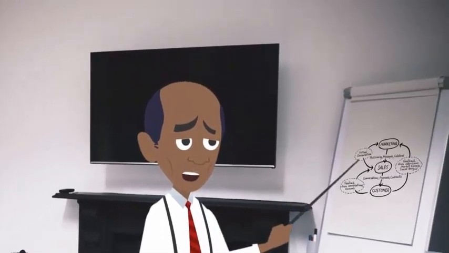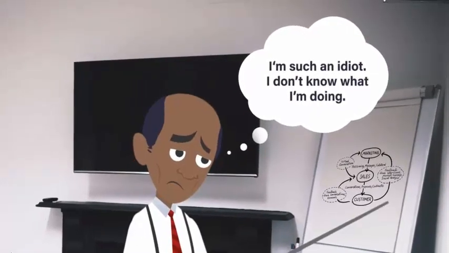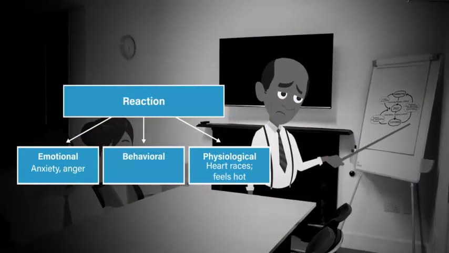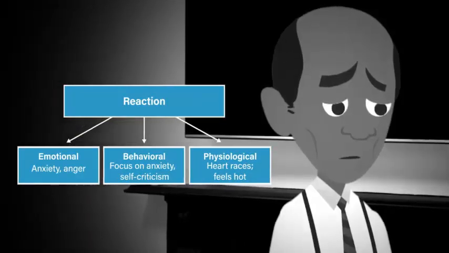He had a self-critical thought, I'm such an idiot, I don't know what I'm doing. This led him to feel anxious and angry at himself. His heart started racing again, he felt pretty hot, and his behavior was to focus on how anxious he felt because he thought he needed to control his anxiety. He also continued to mentally criticize himself throughout the performance.